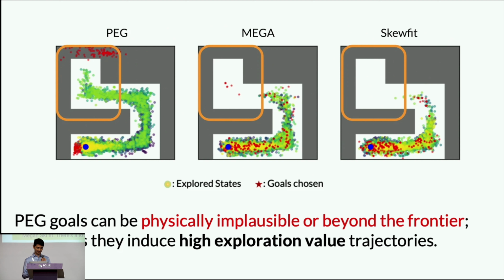And what's very interesting is if you look at the goals that are being optimized by PEG, you can see that the goals are actually in the walls of the environment. So PEG is able to take advantage of the fact that we don't care about what kind of goal we're optimizing. As long as we predict it to have high exploration value, we should use it.